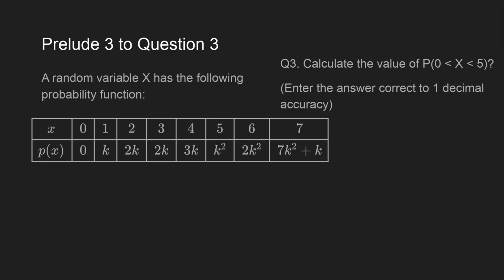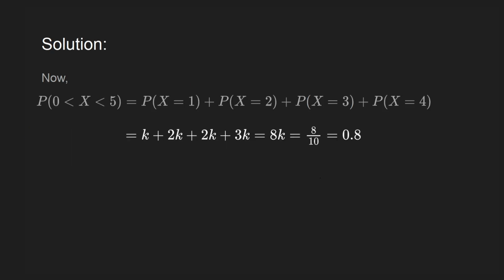Next question. A random variable x has the following PMF. Okay, now we have to calculate the probability that x is taking values between 0 and 5. Okay, so we need to find out the value of k here, which we have already calculated. Okay, so x is taking values between 0 and 5. So the x will be taking value 1, 2, 3 and 4. Now we have put the values of the corresponding probabilities. Now after solving it, we will get this probability as 0.8.